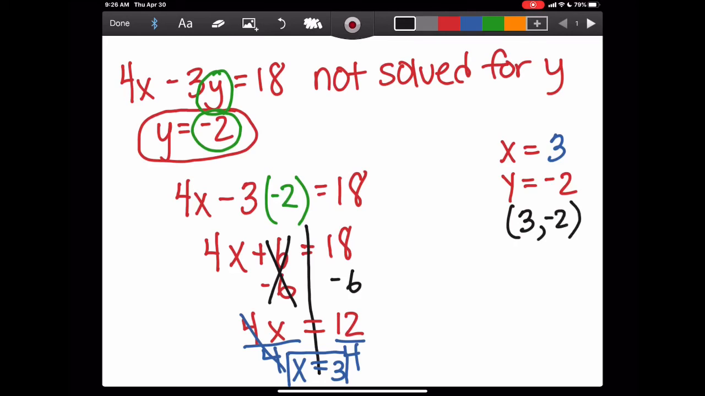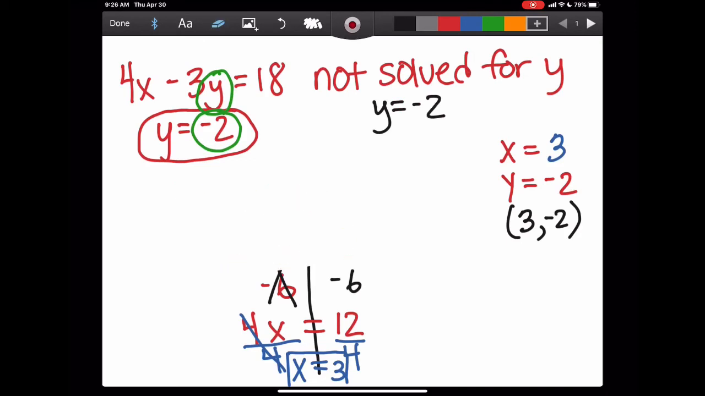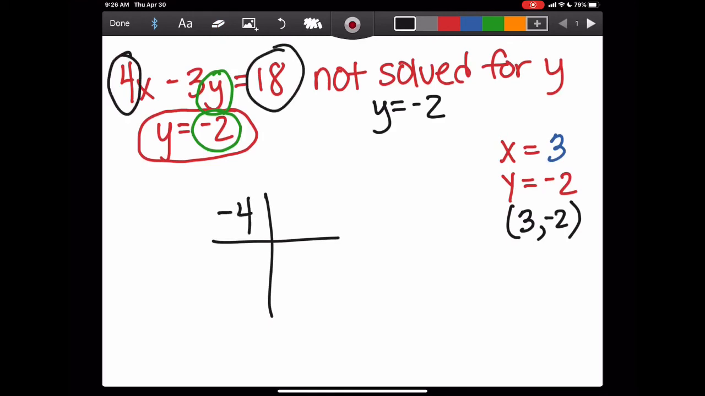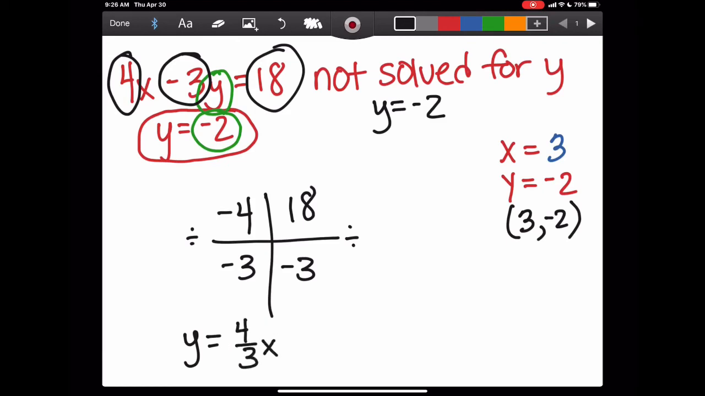Okay? Now, let's do it the calculator way. We have one equation, y equals negative 2, and then we have our other equation. Let's erase all of this really quick. Let's do the cross method. Change x, negative 4. Keep the answer, 18. Keep y, which will be a negative 3. You're going to divide from top to bottom. Ready to write our answer. Y is equal to negative 4 divided by a negative 3, which gives you a positive 4 over 3. X, 18 divided by a negative 3, will give you a negative 6. So that will be minus 6.